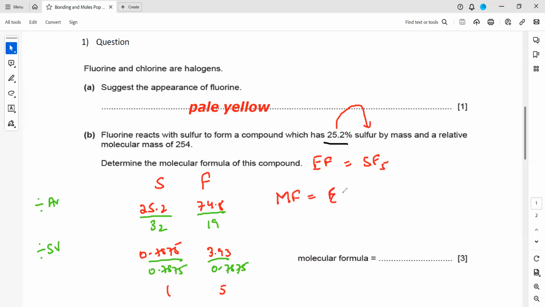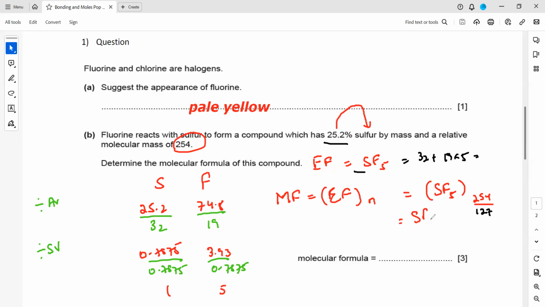Molecular formula is empirical formula times N. And what is N here? N is the molecular mass divided by the empirical mass. The empirical formula is SF5. The molecular mass is 254, divided by the empirical mass. How do we work out the empirical mass? You can find it from the empirical formula. Here we have sulfur, which is 32, and fluorine, which is 19 multiplied by 5. So this will be 127. When you divide, this will give us 2.